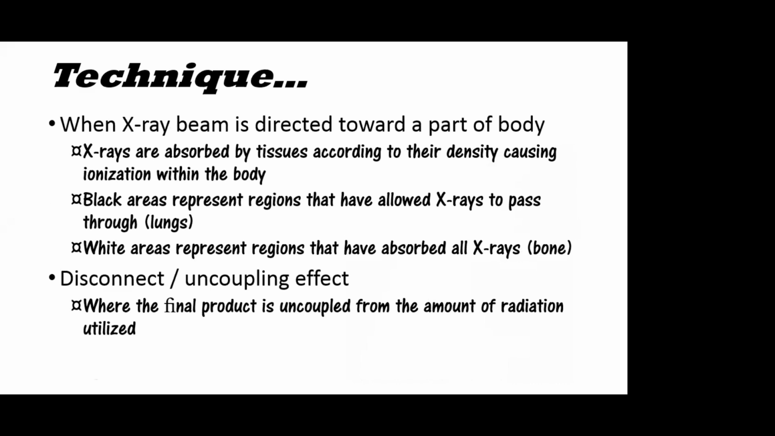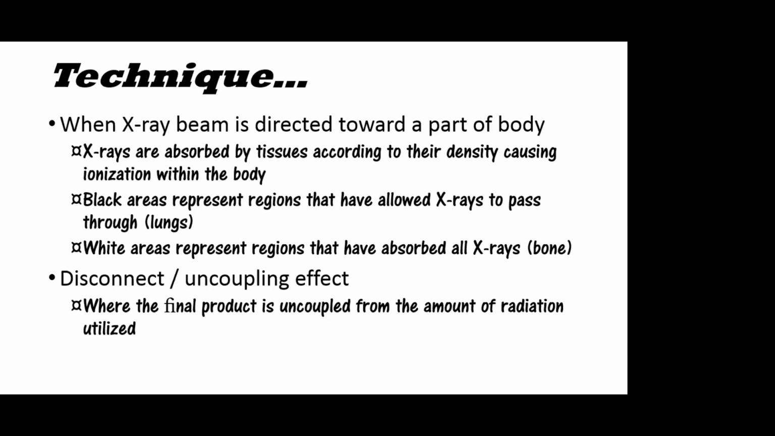So how much ionization the radiation can cause, and according to density, the view changes. So black areas represent regions that have allowed the X-rays to pass. All the areas which don't let the X-ray pass, the solid areas, will look brighter to you. The areas which let everything pass will look black to you. So overall, white areas represent regions that have absorbed all the X-rays. So nothing has gone to the plate.